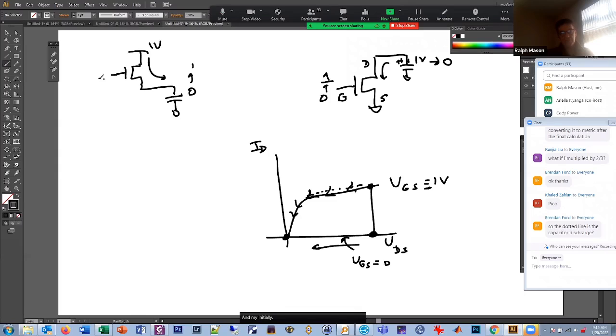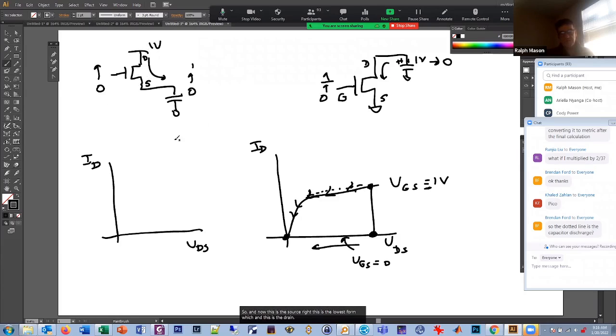Initially the transistor is turned off at 0, and then I go to 1. Okay, so let's draw what's happening here. Here's ID, and here's VDS. Now this is the source, right? Because this is the lowest voltage, and this is the drain, and this is the gate. So initially we're at VGS is 0, right? And VDS is 1. So we're initially at the same point, right? We have a large VDS of 1 volt, and we have a VGS of 0.